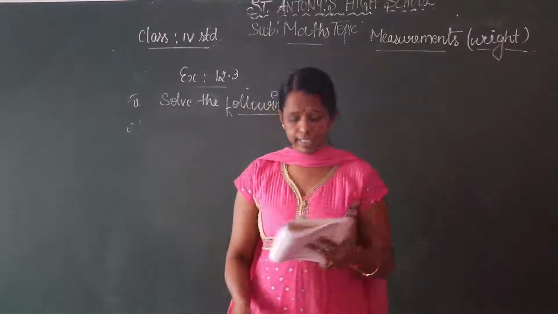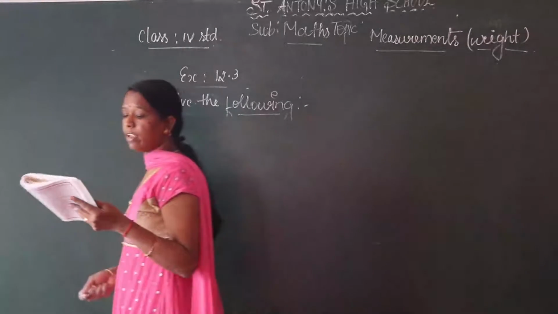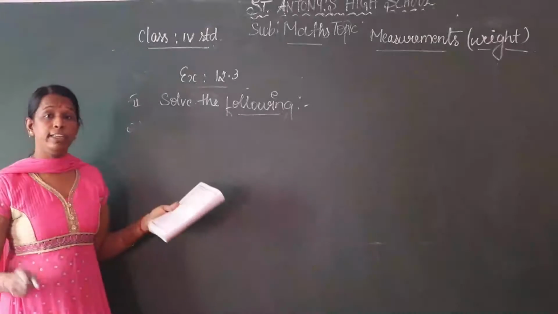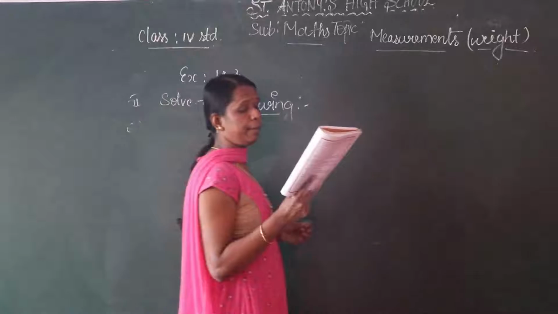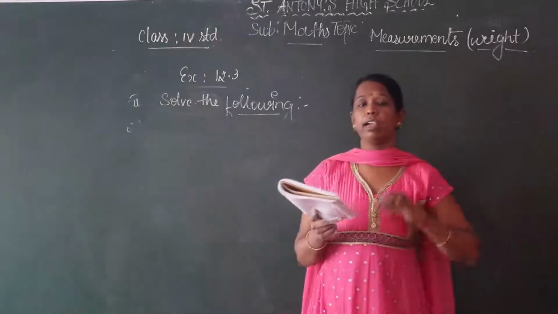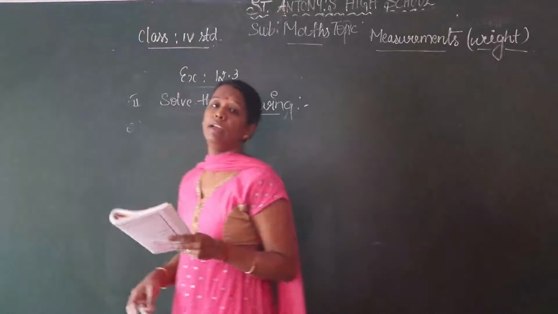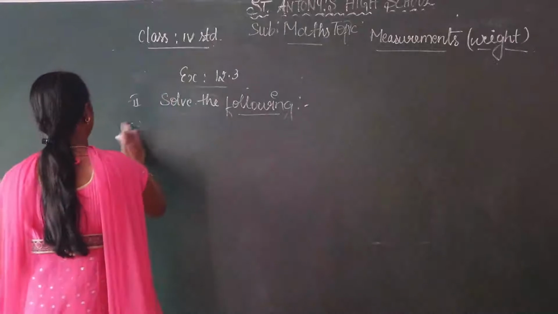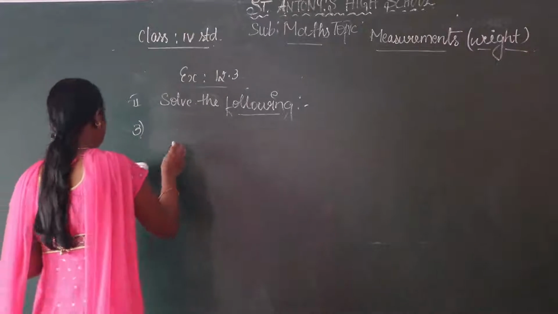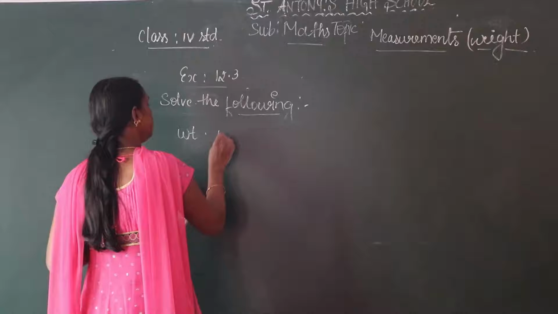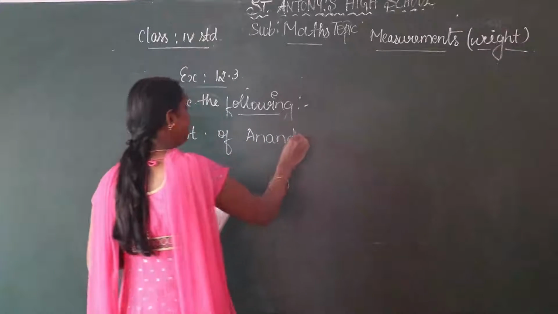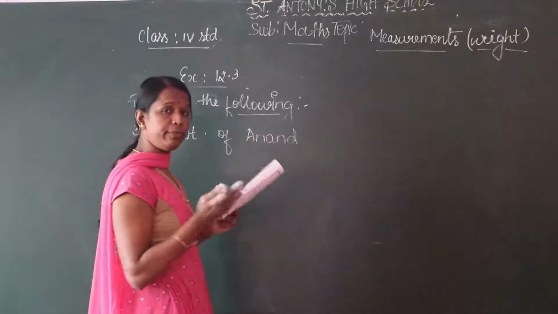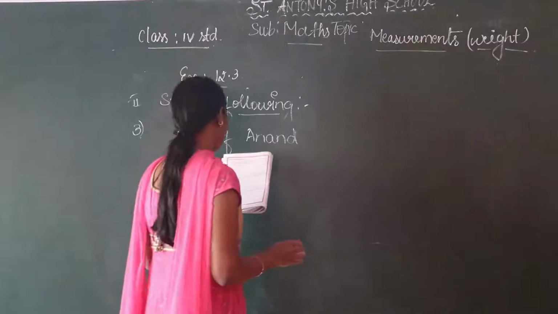Weight of Anand is 30 kg, 750 gram. Weight of Suresh is 28 kg, 250 gram. Whose weight is more and by how much? Okay. So now we have to write first the solution statement. Weight of Anand. So we have to subtract the Suresh weight from this Anand weight.